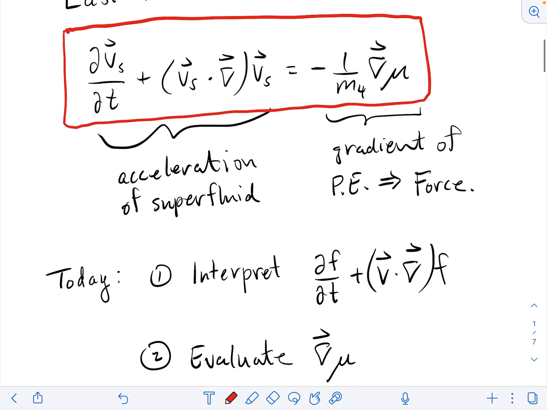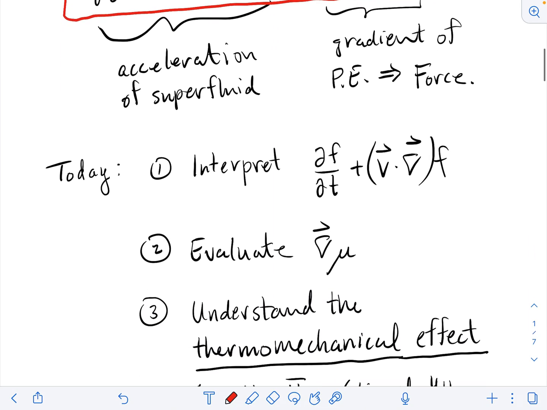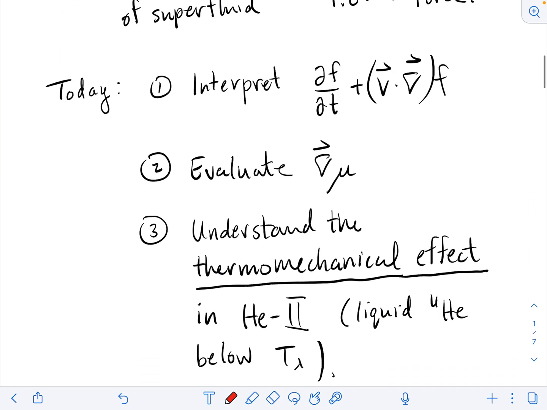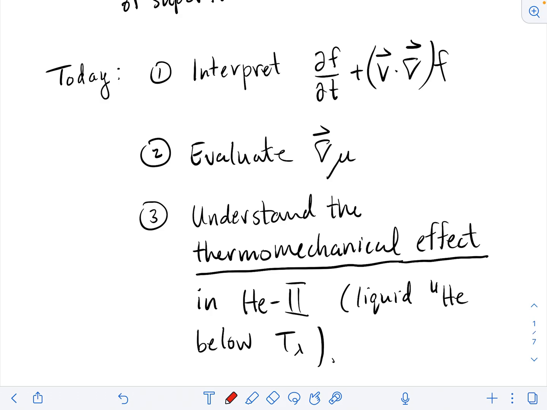What we want to do today is three things. The first thing we're going to do is try to interpret this derivative where we have some function f and a time derivative, and then we add to that velocity dotted with the del operator acting on f again. So we want to interpret what this derivative really means. It's often called the material derivative.